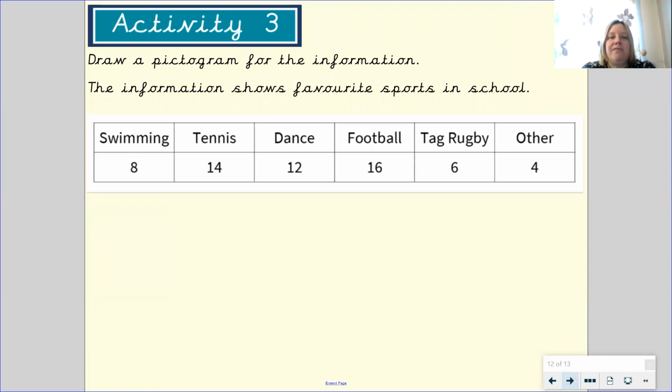Last activity, activity 3 today is draw a pictogram for the information. The information shows favourite sports in school. So you need to take this information and put it into a pictogram for me, remembering to use a ruler to draw your pictogram and to think about the symbol that you're going to use and what that will represent.